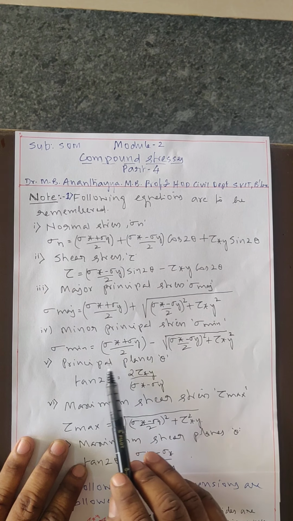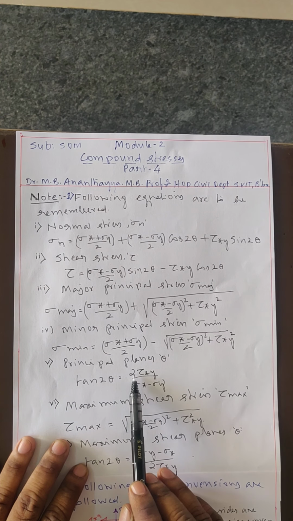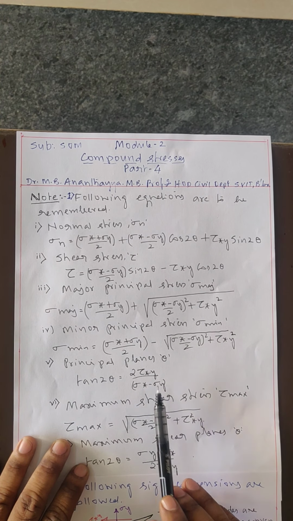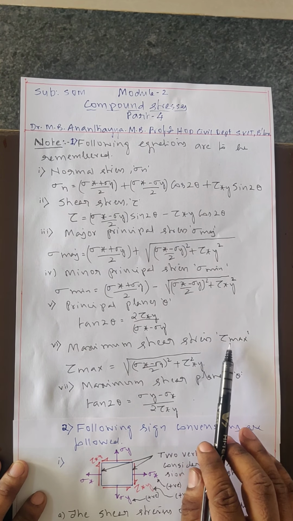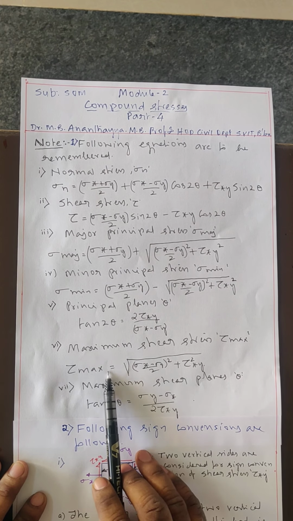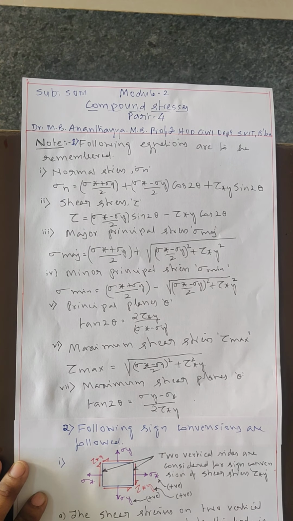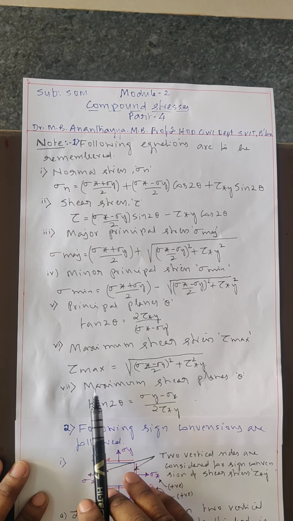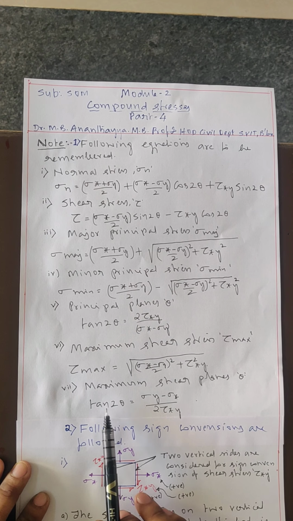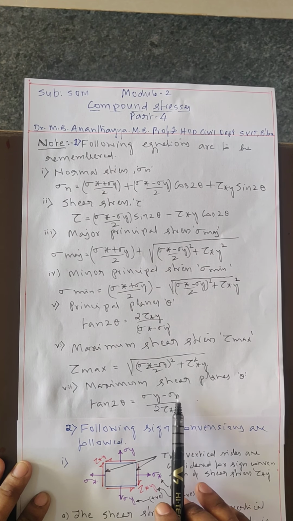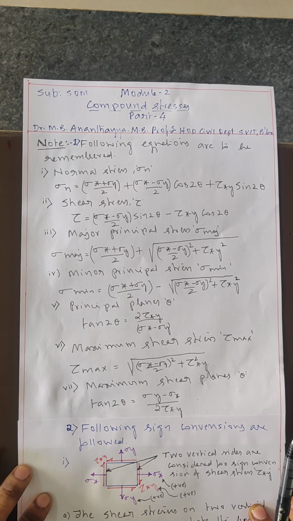Next, the principal planes theta. Theta is calculated by using the equation tan 2 theta equals 2 tau xy divided by (sigma x minus sigma y). Next equation is for maximum shear stress tau max. The maximum shear stress tau max equals under root ((sigma x minus sigma y)/2) whole square plus tau xy square. Similarly, the last equation is for the maximum shear plane theta, the shear planes for this maximum shear stress. It is tan 2 theta equals (sigma y minus sigma x) divided by 2 tau xy. These are some equations we have to remember.